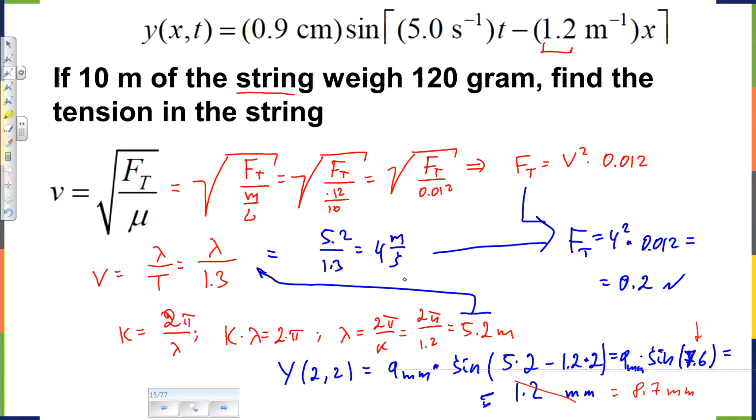So this number is radians. That's it. Of course, you could have done it differently. 7.6 radians, we can convert into degrees and just use our calculator in degrees. Pi radians equals 180 degrees. That's a conversion factor. Any questions, please?